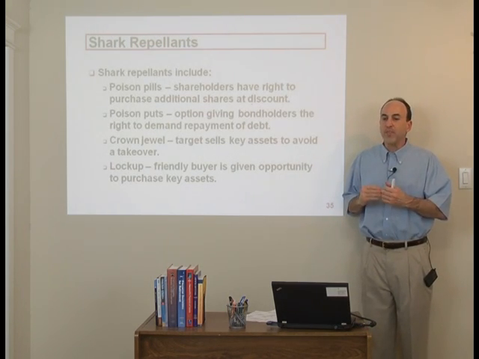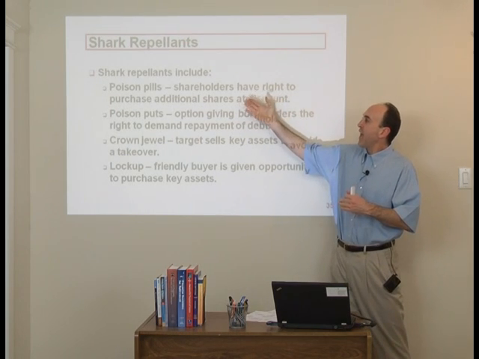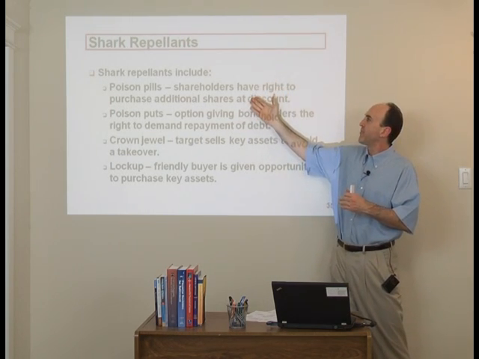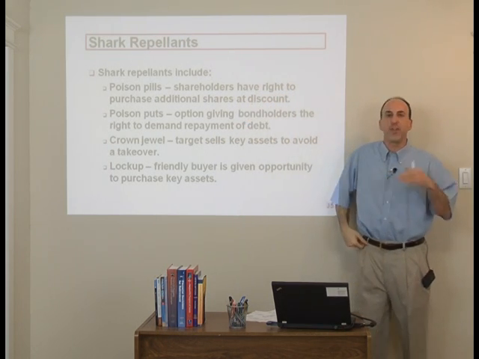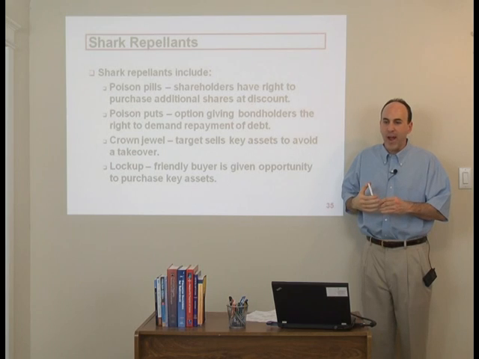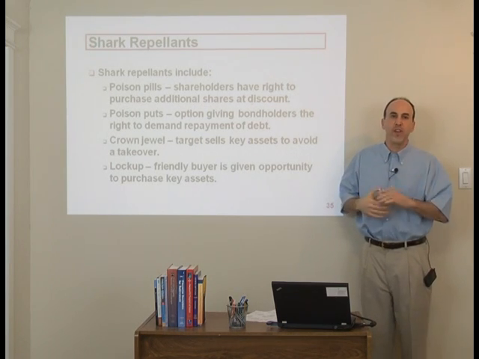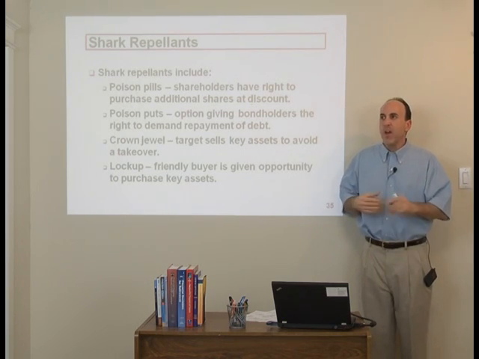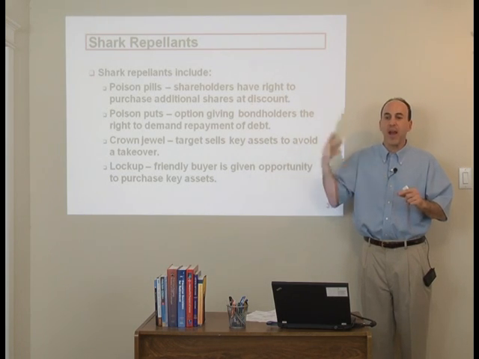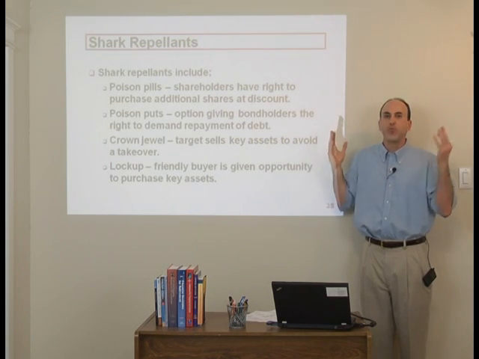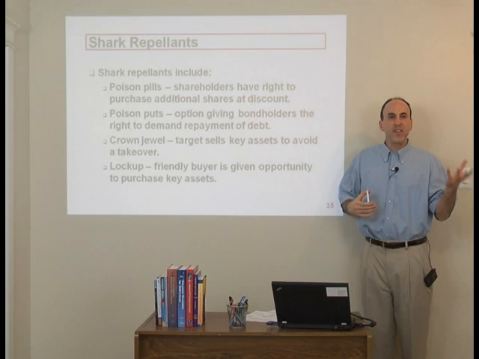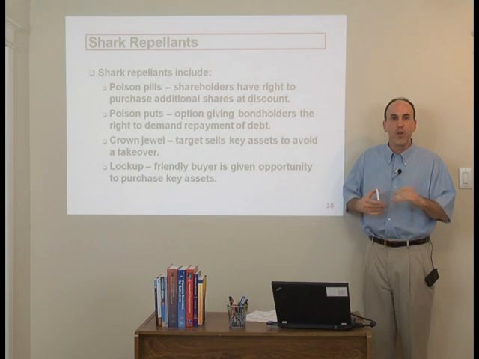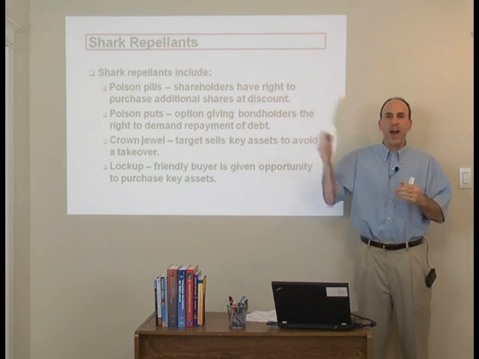Another shark repellent is a poison pill. Okay? In this case, existing shareholders of the target have the right to purchase additional shares of the company at a discount to the market price. That's when a buyer acquires an interest. So let's say we have an agreement that says all of our existing shareholders, if the company is starting to be purchased, if an outsider acquires an interest, let's say, of 20% of the company or more, then the existing shareholders have the right to purchase shares of stock at a 30% discount from fair market value. What's that going to do to this outside buyer, to the raider?